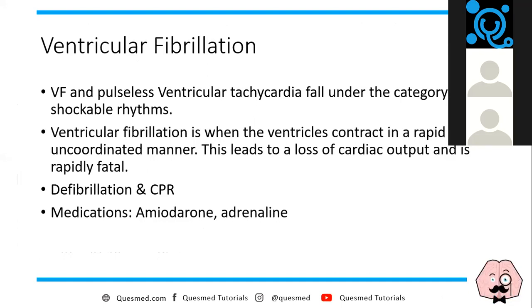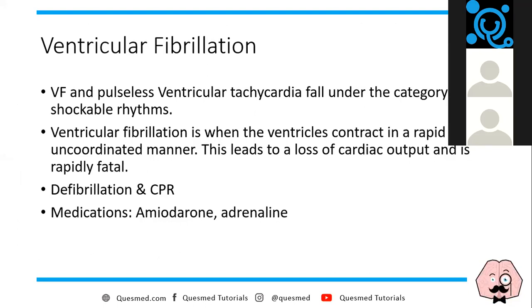So VF and pulseless VT, as we've already mentioned, fall under the category of shockable rhythms. VF is when the ventricles contract in a rapid and uncoordinated manner. They're not contracting properly, they're fibrillating. They're doing a lot of smaller contractions, which is not properly pumping the blood around the body. This leads to a loss of cardiac output and can be rapidly fatal. The treatment for this is CPR and defibrillation, and these are the mainstays of treatment.